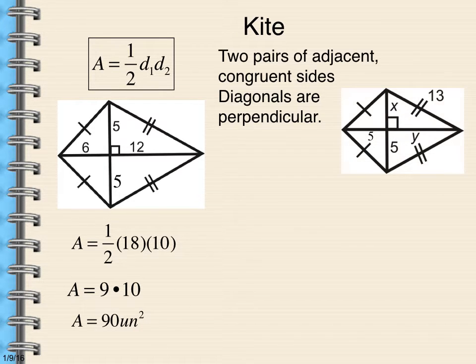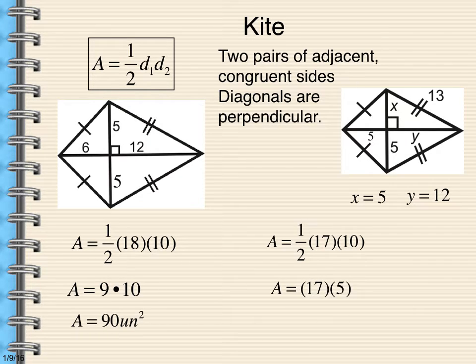Okay, let's look at a kite that looks like this. We are missing some information here. We know that x would have to be 5 because the shorter diagonal is bisected. But the piece that's y is going to be a side of a right triangle. And I remember the Pythagorean triple 5, 12, 13, so y would have to equal 12. I now know my longer diagonal is 17, my shorter diagonal is 10, so I can substitute into the formula. We can do half of 10, which is 5, and 5 times 17 is 85 square units.